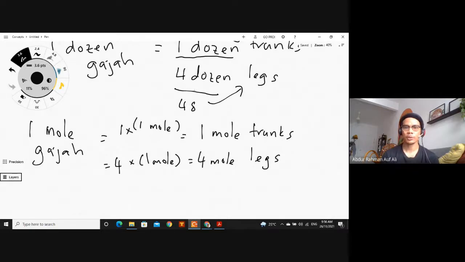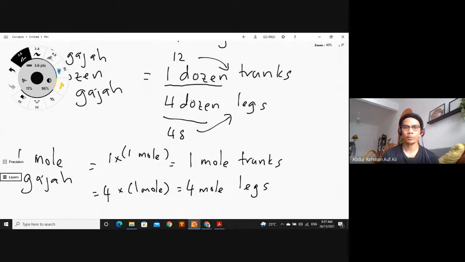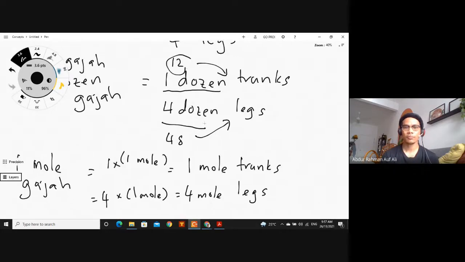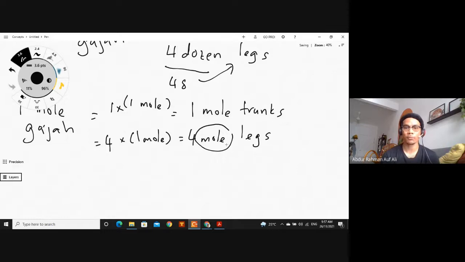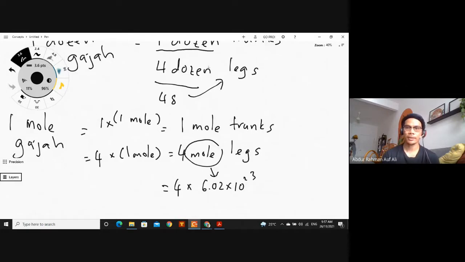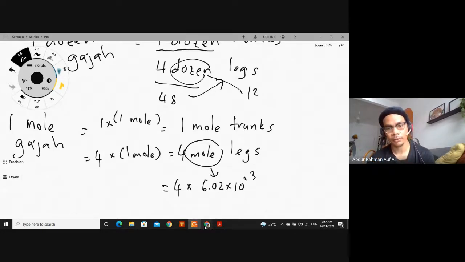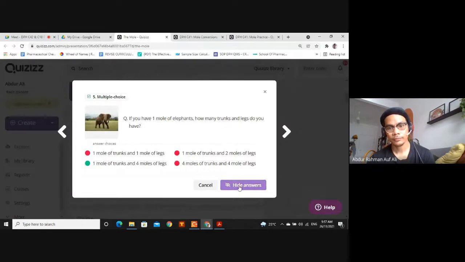Kalau dozen maksudnya 12. That's why kita darab dengan 12 dekat sini. So kalau mole kat sini, kita gantikanlah dia dengan, if you want to know exactly how much is 4 mole legs ni. So 4 darablah dengan 6.02 darab 10 kuasa 23. Because mole equals to this value. A dozen equals to 12. Okay? That's how you solve that problem.